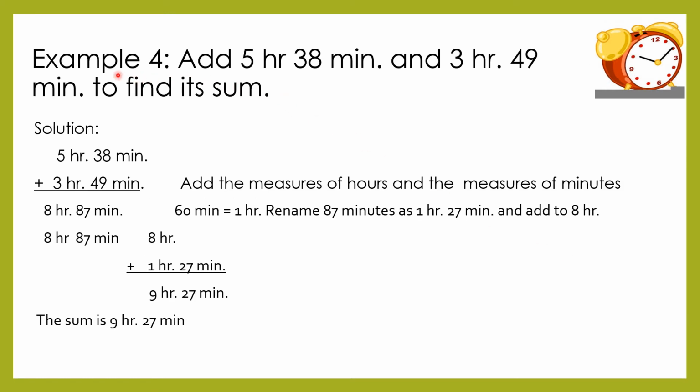Another example. Add 5 hours and 38 minutes and 3 hours and 48 minutes to find the sum. Okay, so of course, we add here. Our sum is 8 hours and 87 minutes. So we just add. We know that 60 minutes equals 1 hour. So rename 87 minutes, that's 1 hour and 27 minutes. And then add. So we have 8 hours plus 1 hour. So the answer is 9 hours and 27 minutes. So that's the sum. The sum is 9 hours and 27 minutes.